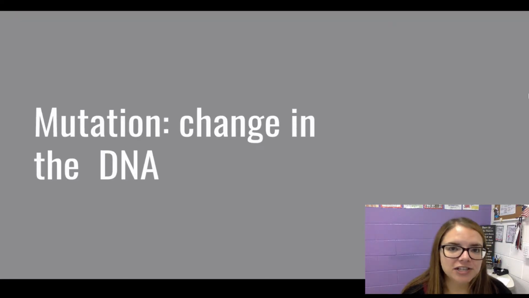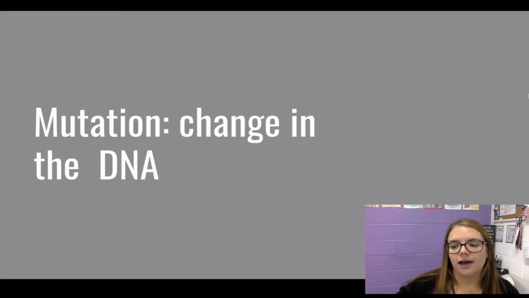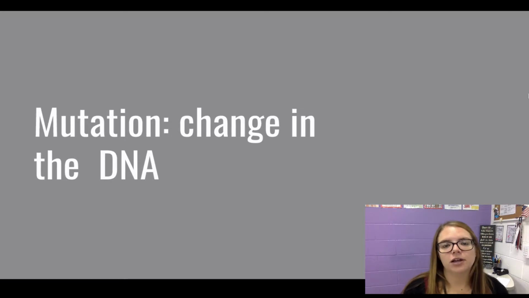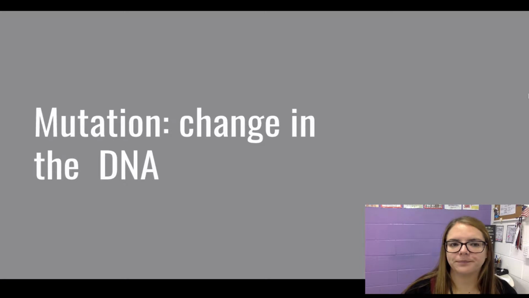Okay, so mutation is simply by definition a change in the DNA, right? So we learned about DNA in our earlier standards, and we know that DNA has a code that will tell the cell what proteins to make, and a mutation is going to change the code. Just like a typo in your paper would change the meaning of your sentence, a mutation in the DNA will change the instructions for actually building a protein.